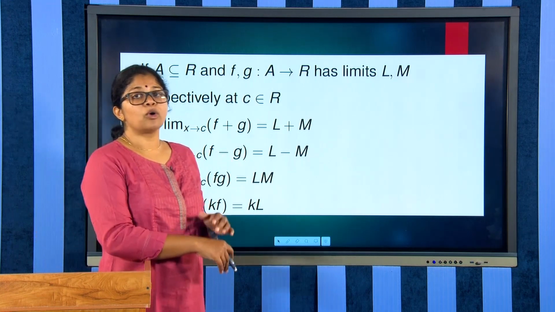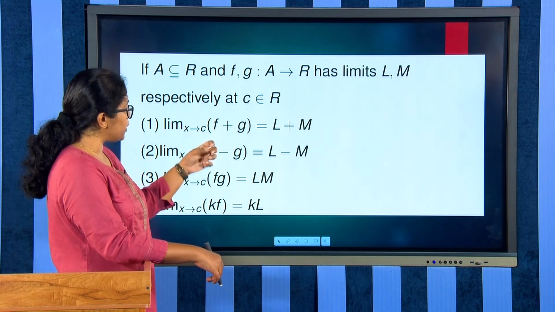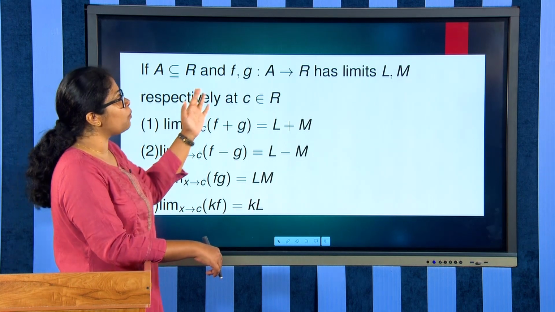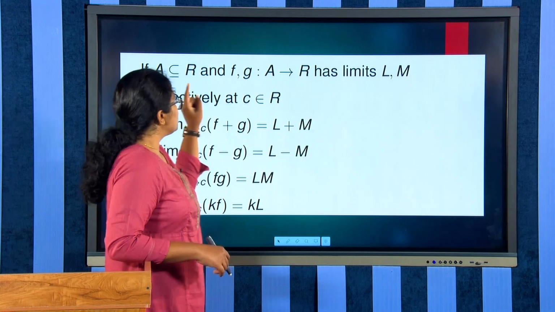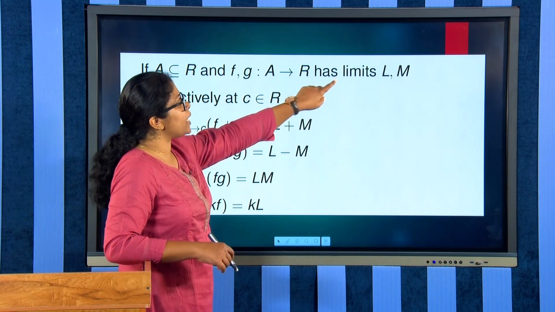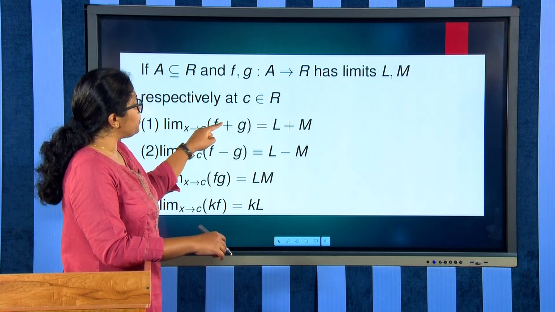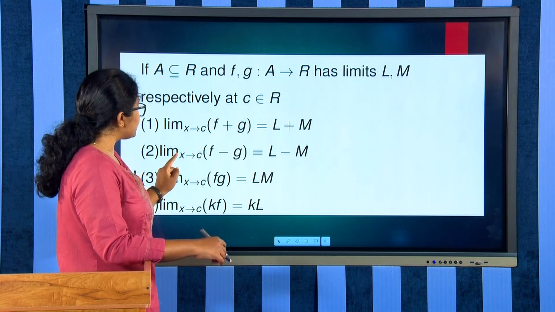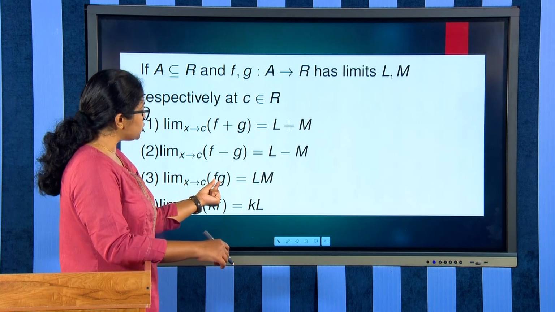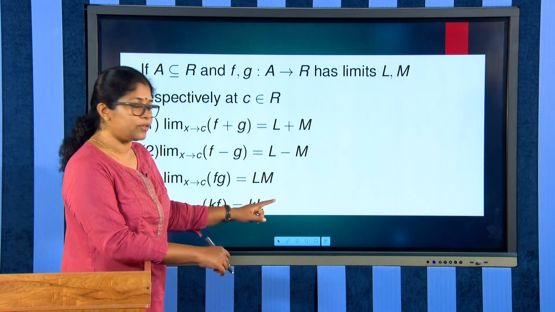Now, these are the algebra of limits. That means, if you have sum of functions, difference of functions, product of functions, constant multiple of a function and so on, correspondingly what happens to the limits. So, if A is a subset of R and f and g are two functions from A to R such that they have the limits L and M, limit x approaching c of f plus g is equal to L plus M, limit x tends to c of f minus g becomes equal to the difference of the limits, the product function goes to the product of the limits, and a constant multiple has a constant multiple of the limit.